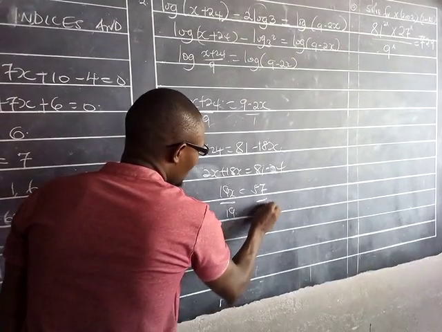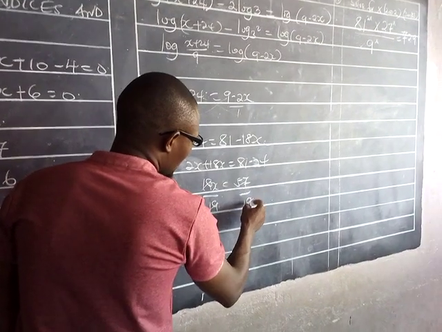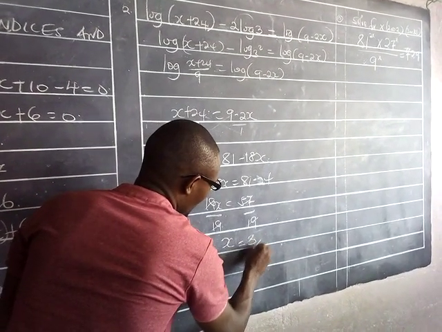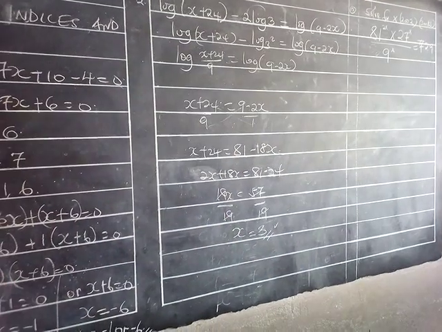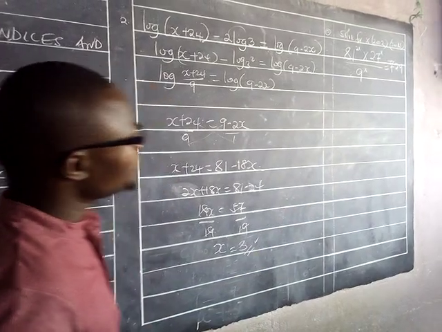Divide by 19, divide by 19. That cancels out with that. Here once, there 19, 3. So x is equals to 3. And that is the answer to that question. Then look at the last one.